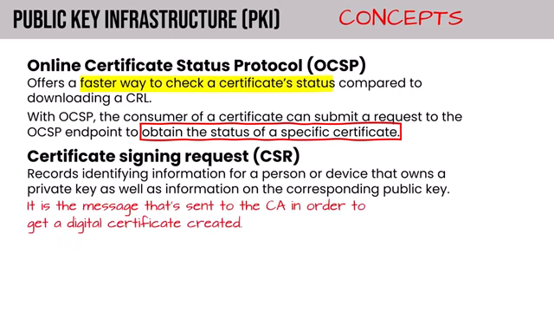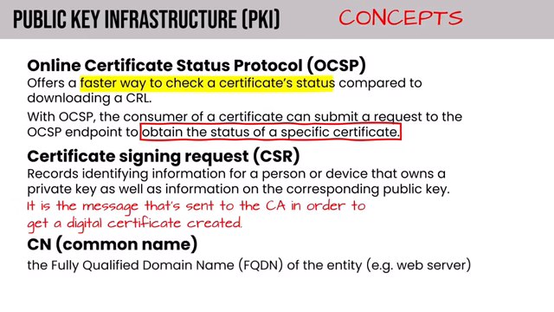It's the message that's sent to the CA in order to get a digital certificate created. And the common name is the fully qualified domain name of the entity, like a web server, which you'll see on a certificate. You'll see a CN. It might help you if we take just a minute and look at these properties on an actual certificate.